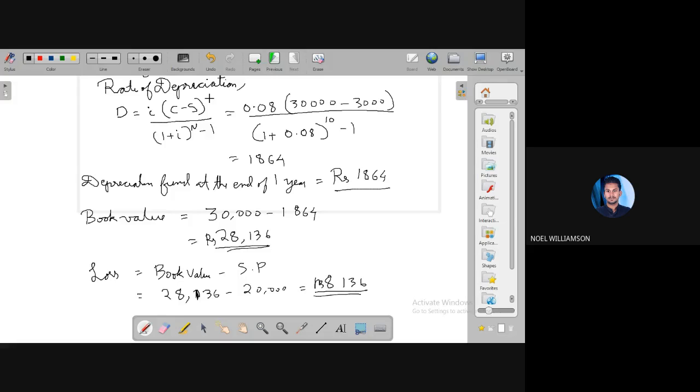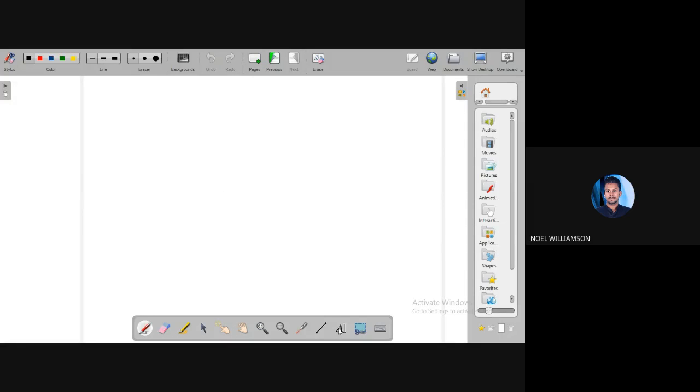Now moving to the next one, that is the sum of year digit method. This is a simple method.